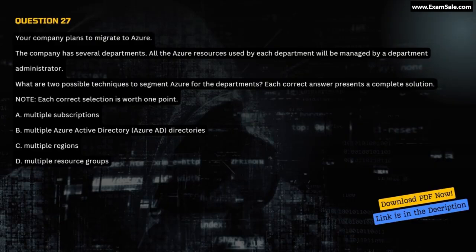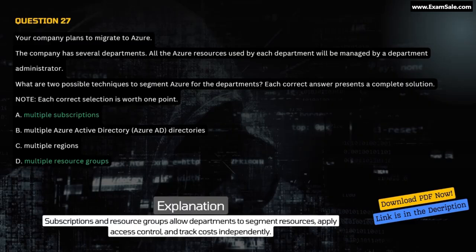Question 27. Your company plans to migrate to Azure. The company has several departments. All the Azure resources used by each department will be managed by a department administrator. What are two possible techniques to segment Azure for the departments? Each correct answer presents a complete solution. Note: each correct selection is worth 1 point. A. Multiple subscriptions. B. Multiple Azure Active Directory (Azure AD) directories. C. Multiple regions. D. Multiple resource groups. Correct answer A and D. Multiple subscriptions. Multiple resource groups. Explanation. Subscriptions and resource groups allow departments to segment resources, apply access control, and track costs independently.